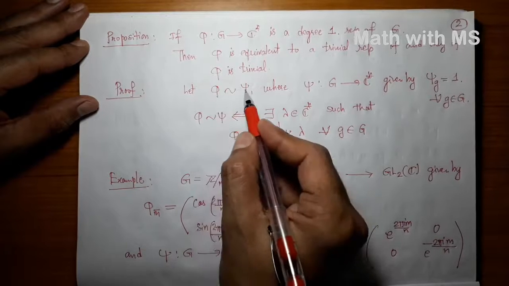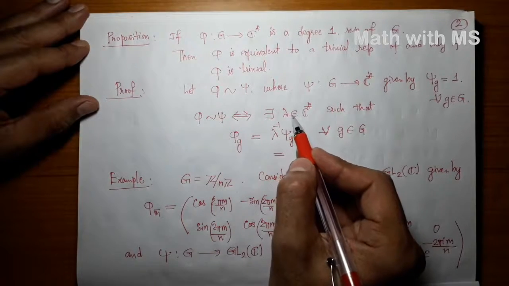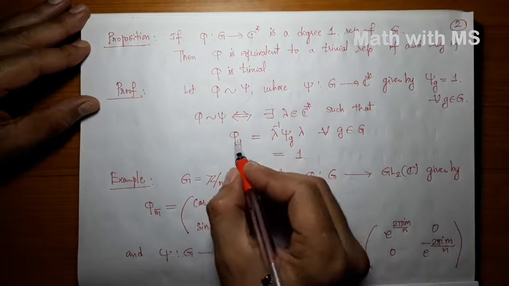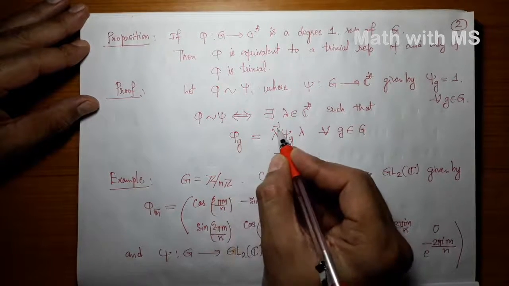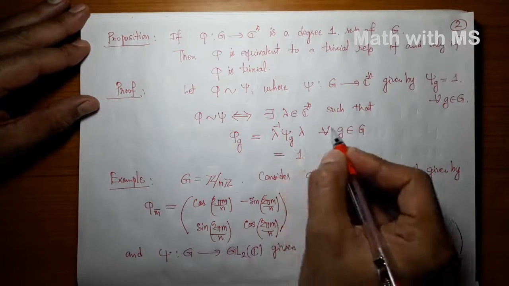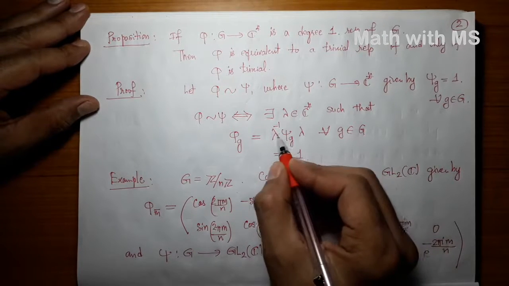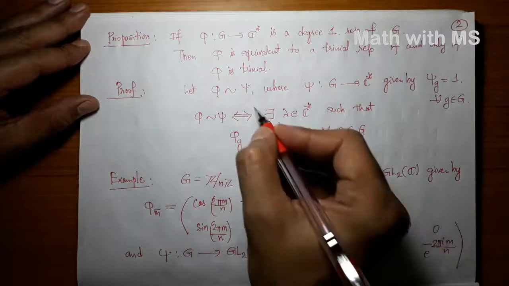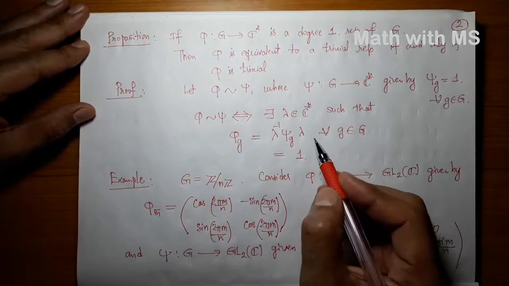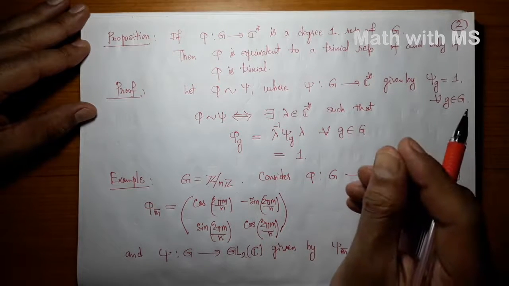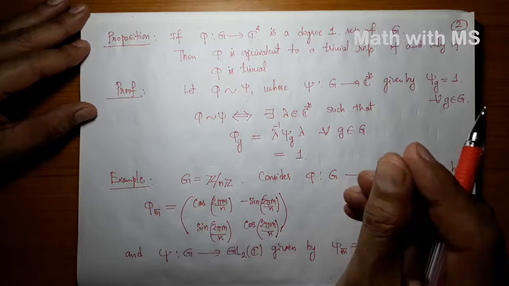Now if phi and psi are equivalent, that means there is a non-zero complex number lambda such that phi(g) can be written as lambda inverse psi(g) lambda for all g in G. But now you are in C star, which is abelian, and psi(g) is 1, so it just becomes 1, and you can reverse the steps. So a degree 1 representation is equivalent to a trivial representation if and only if it is itself trivial.